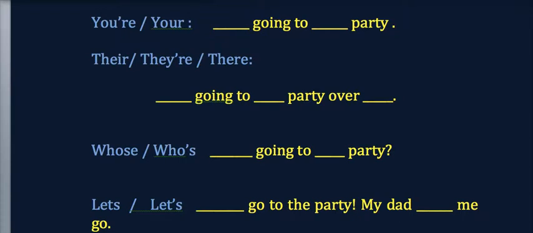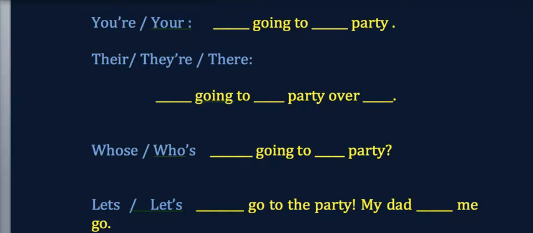Okay, so take a look at these sets of sentences and where would you plug in the words? Which words would you put in here? First one with the your. You're going to your party. Which one goes where? Next one, they're going to their party over there. It's always a fun sentence. Which ones go where? Who's going to whose party? And let's go to the party. My dad lets me go. Pause this tutorial, put in your words, and as always, think about what is your reasoning behind it.